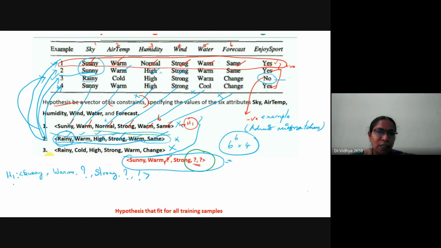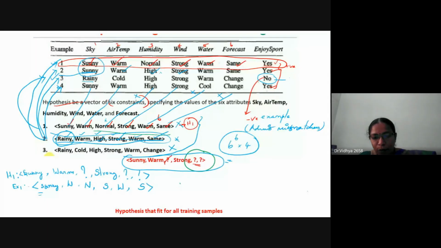So compare this particular hypothesis with example 1. So what is this example 1? Example 1 is a positive example. It consists of attributes like sunny and warm, sunny, warm, then normal, and another one is strong. Then the next one is warm, W, in short I am writing warm, and the final one is same. Now we are comparing this example with this hypothesis.